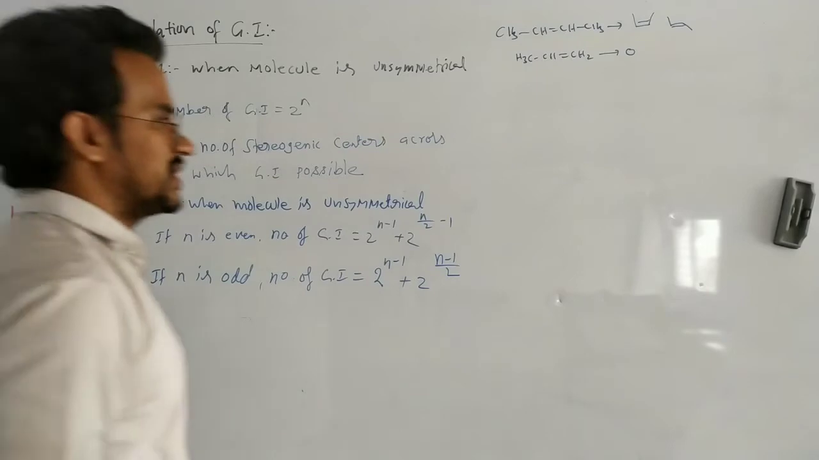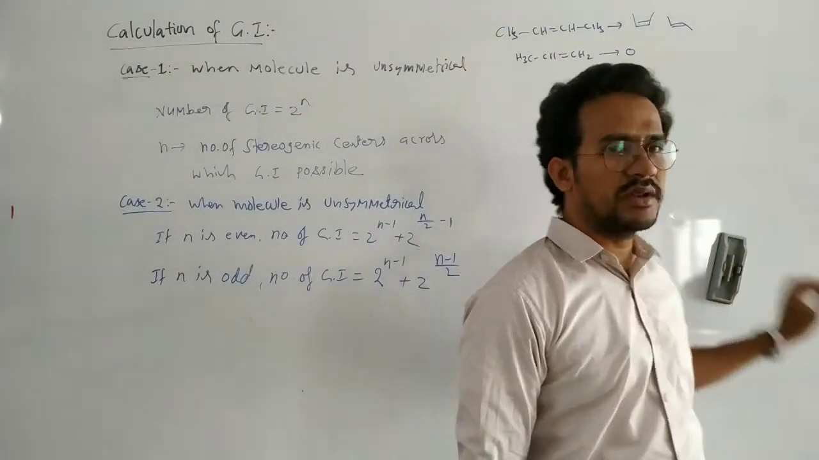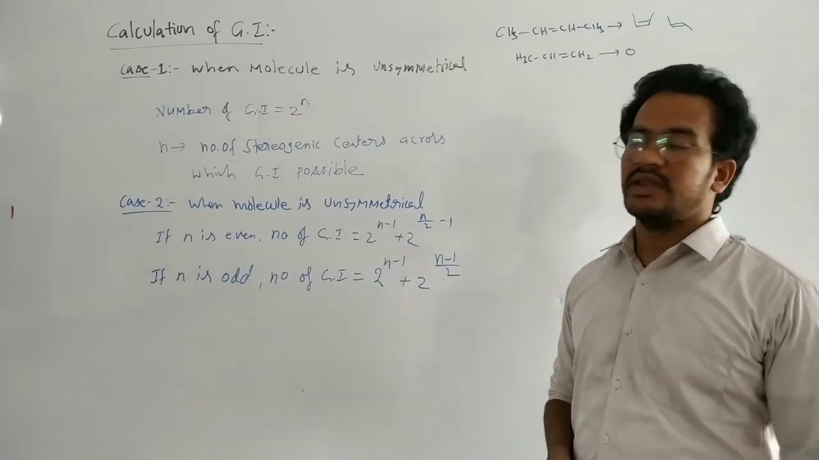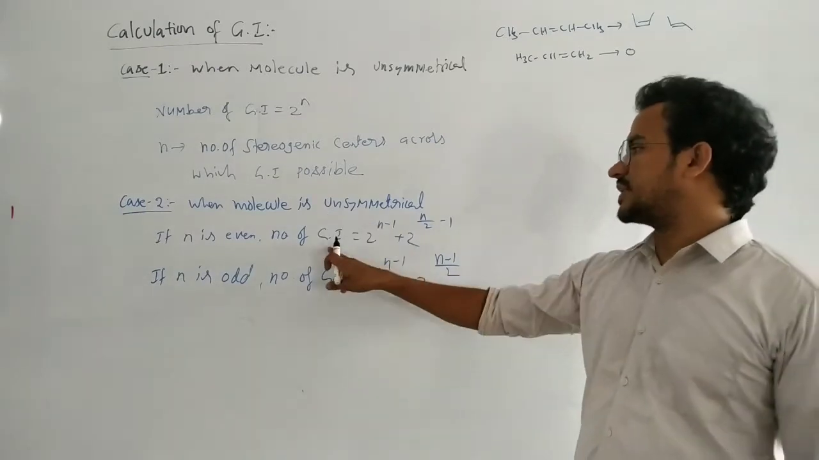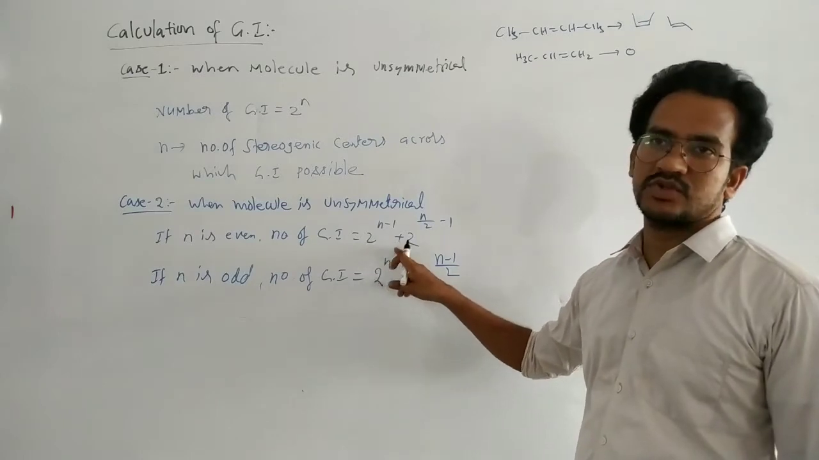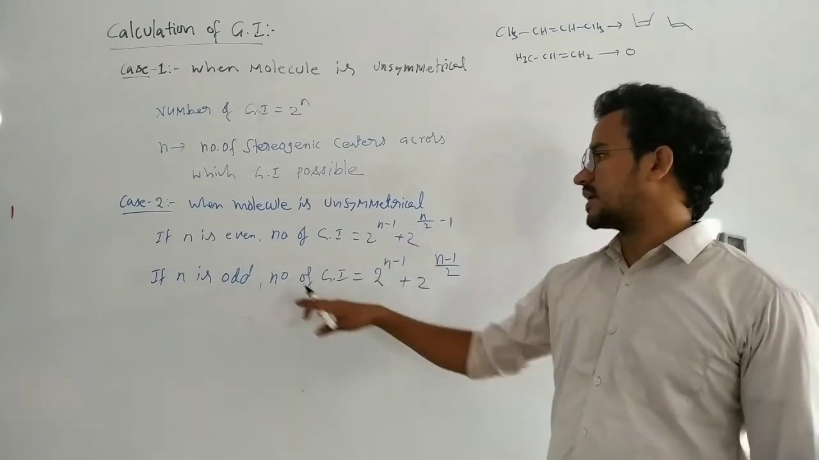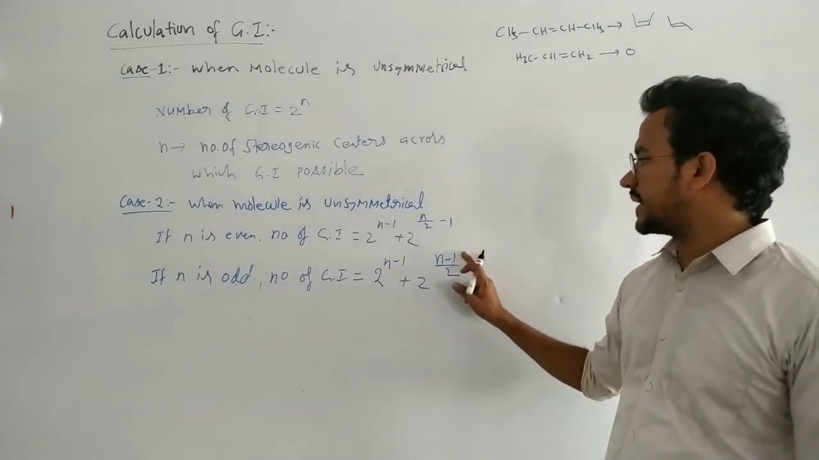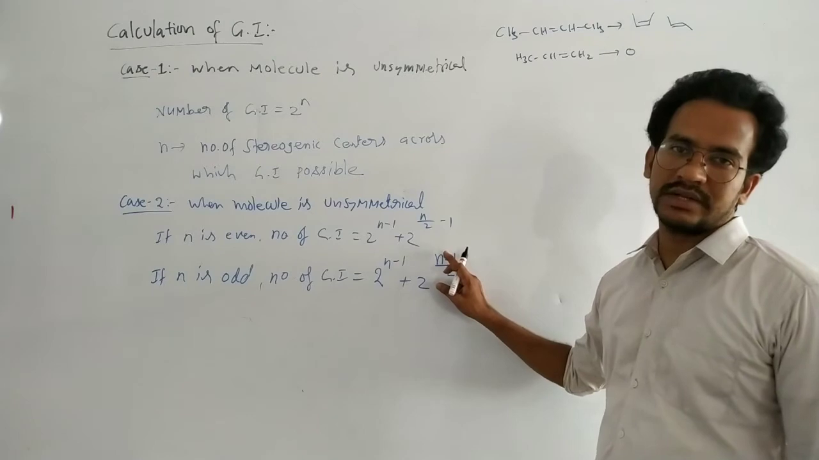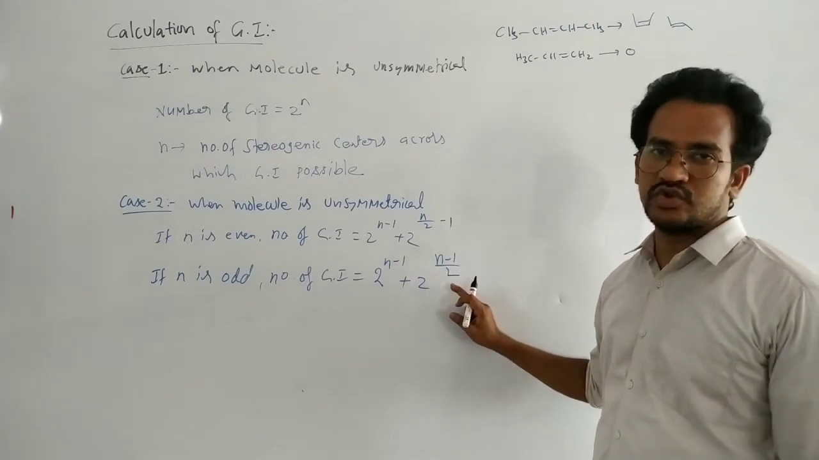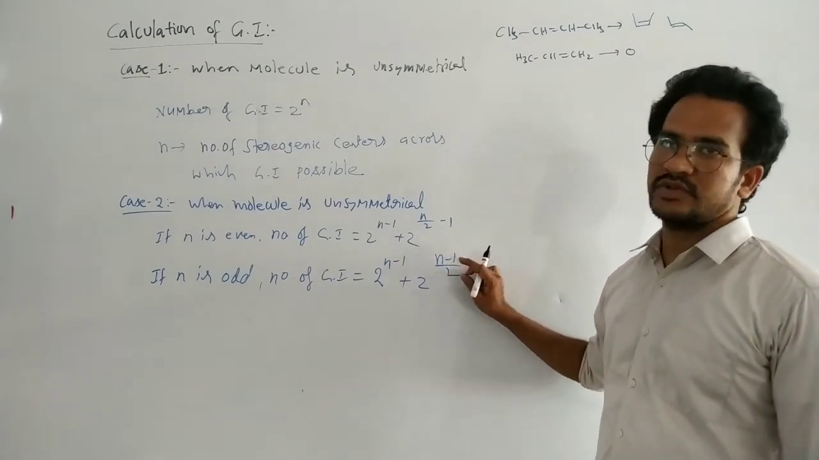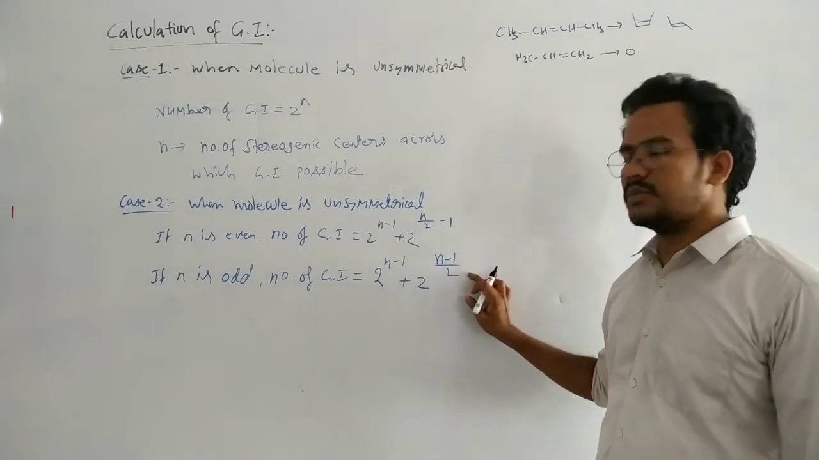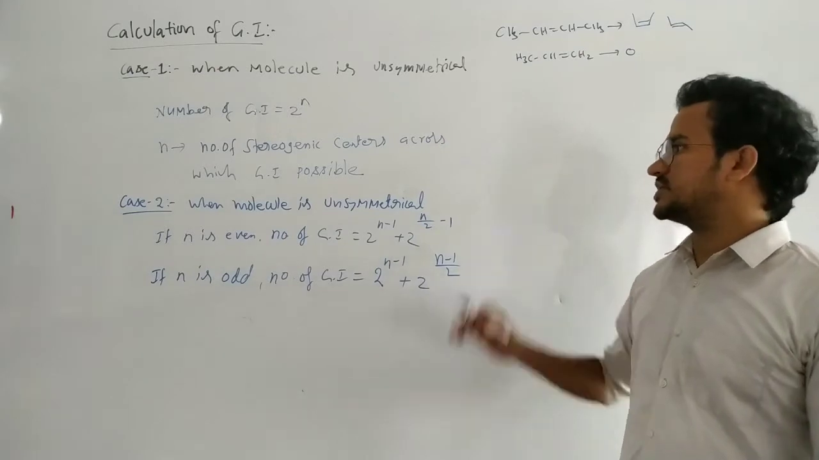Now, when the molecule is symmetrical, there are two cases. When n is even, the number of geometrical isomers is 2 power (n minus 1) plus 2 power (n by 2 minus 1). And if n is odd, the number of geometrical isomers equals 2 power (n minus 1) plus 2 power ((n minus 1) by 2). Because n is odd, it cannot be divided by 2, that's why we have to subtract 1. So n minus 1, an odd number minus 1, becomes even, and an even number can be divided by 2. So these are the formulas.